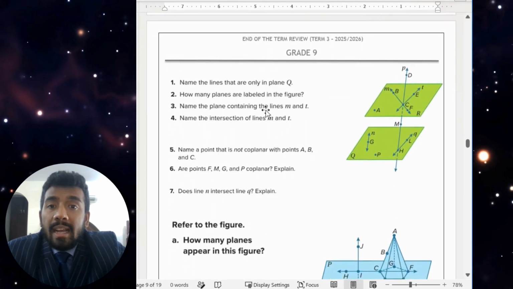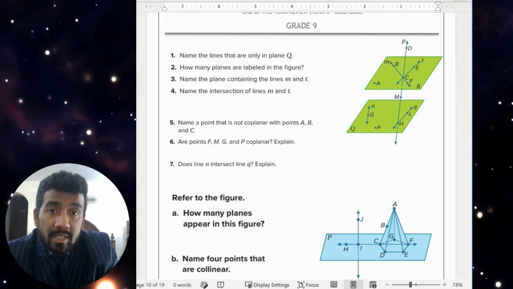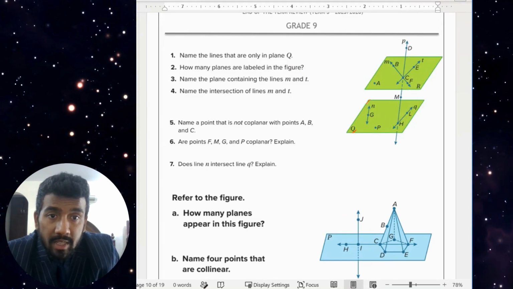Name the lines that are only in plane Q. Now where is plane Q? Q. Now it's capital Q. Check for capital Q here. So that's the box. So this box.